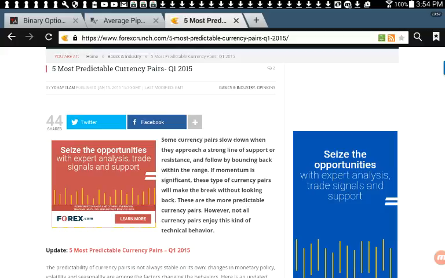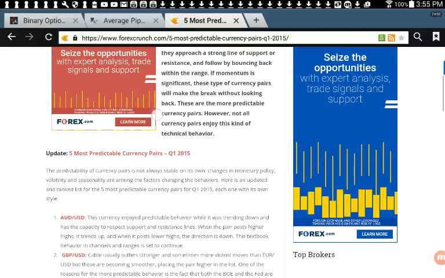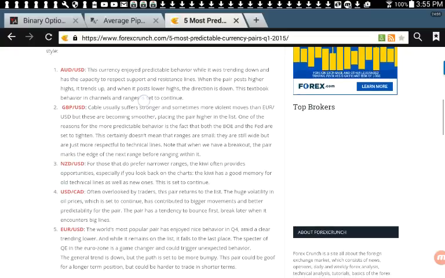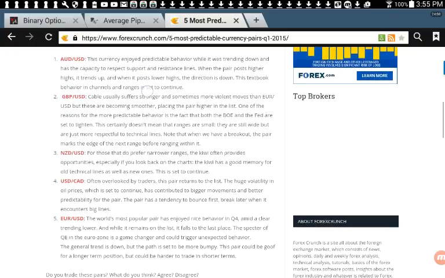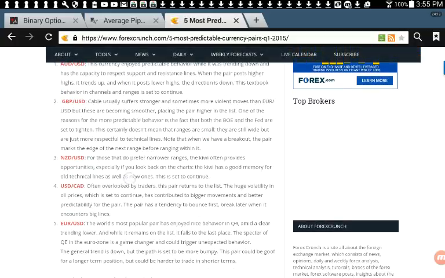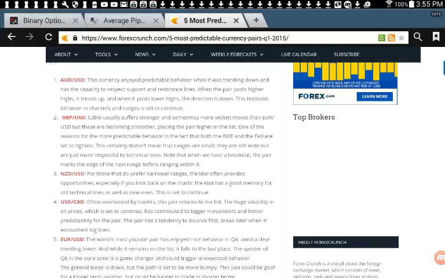So, the predictable pairs on average are here, and we see some of the ones that, if we've been trading already, we would expect to make this list. You have the Australian dollar, the pound U.S. dollar combination, the U.S. Canadian dollar combination, and the Euro U.S. dollar combination here. Very stable currency pairs.